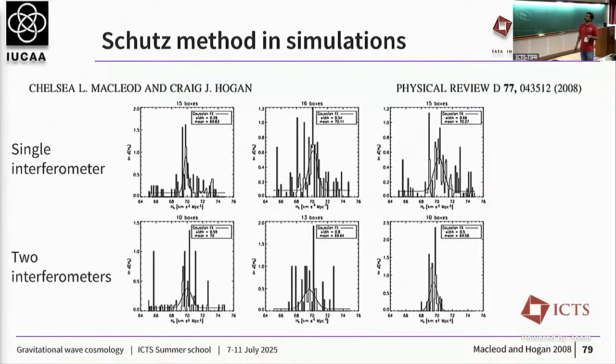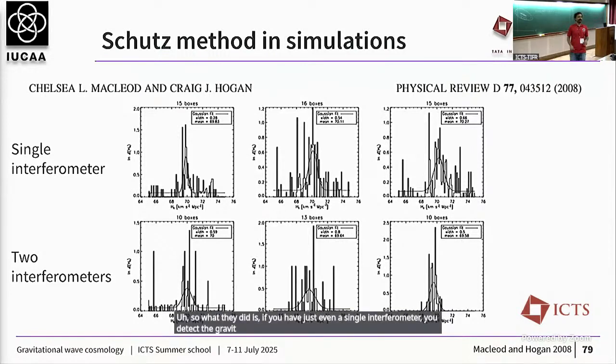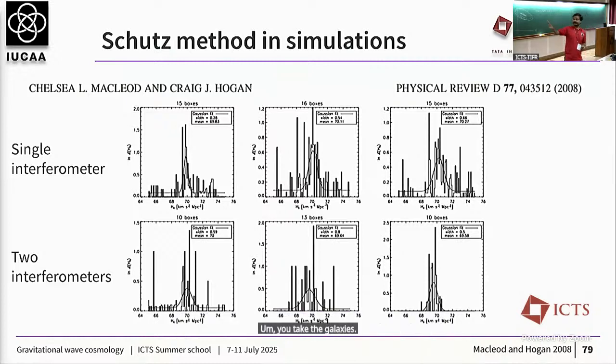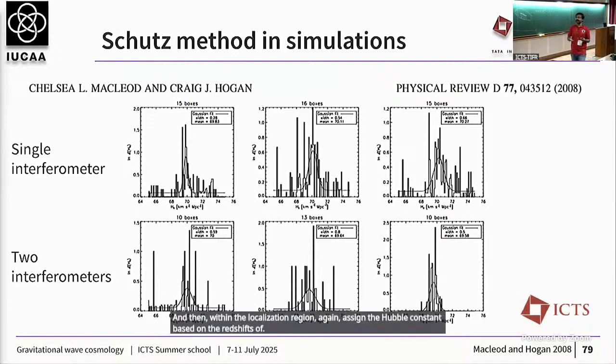And so this was properly shown how it works in simulations. This was using LISA kind of error bars by McLeod and Hogan in 2008. So what they did is, if you have just even a single interferometer, you detect the gravitational wave event, you roughly know, you take the galaxies, and this is LISA kind of interferometer. So you take the galaxies, and then within the localization region, again, assign the Hubble constant based on the redshifts of each of these galaxies.